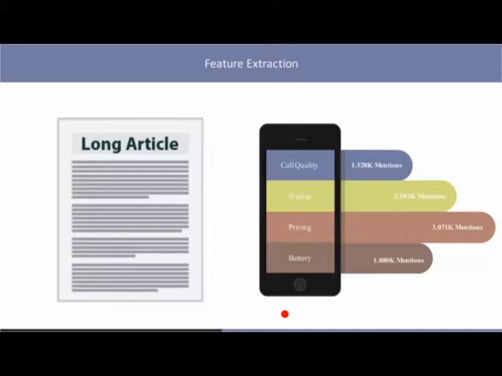I don't want to talk about the technical aspect behind this, but the idea is that when you have a text, you could actually extract features and correlate those words. To cite an example, call quality, reception, network quality, all talk about the same thing. You can club that together, form a cluster or a group, and call it by a meaningful name, call quality, because most of the other aspects are going to talk about it.